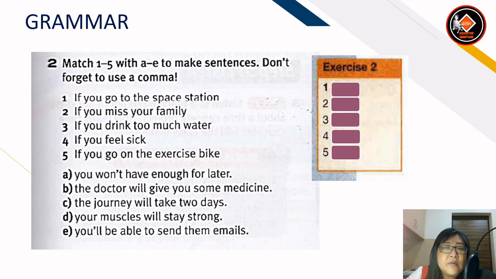So number one, if you go to the space station, answer is C. The journey will take 2 days. Number two, if you miss your family, the answer is E. You'll be able to send them emails. Number three, if you drink too much water, answer is A. You won't have enough for later. Number four, if you feel sick, the answer is B. The doctor will give you some medicine. And number five, if you go on the exercise bike, the answer is D. Your muscles will stay strong.